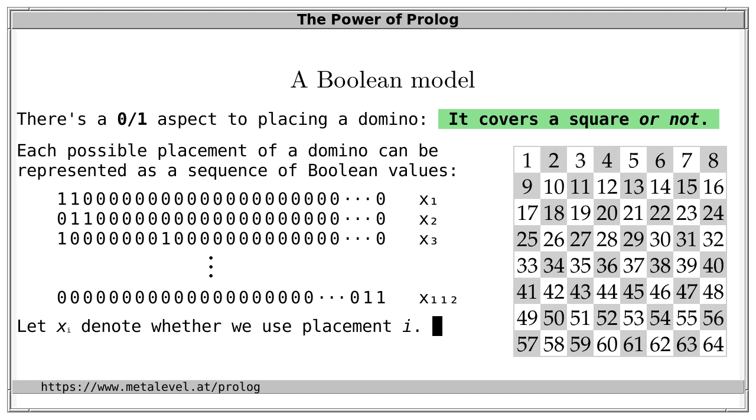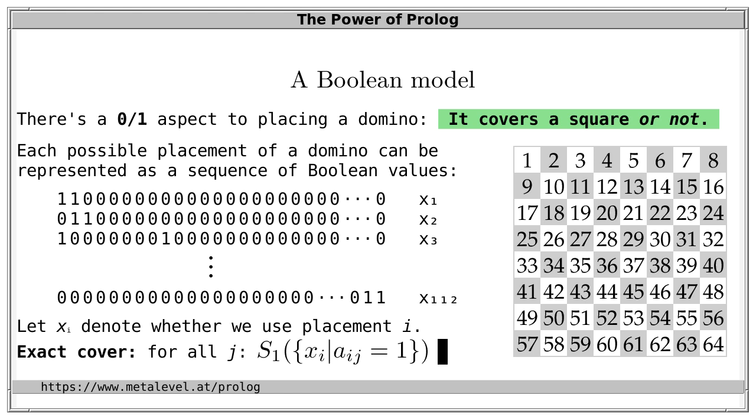Now, what must hold for a domino tiling? Well, each square must be covered by exactly one domino. This is an exact cover problem, and in this formulation it means that for each square j, so for each column j, if we consider the set of all xi's where there's a 1 in position ij, so in row i of column j, then exactly one of these xi's must be true. So the arithmetic sum of these Boolean xi's must be 1. Because then the square is covered, and is covered by only one domino.